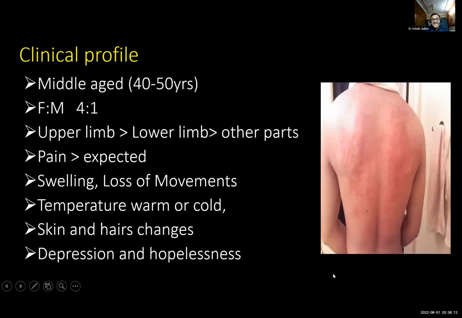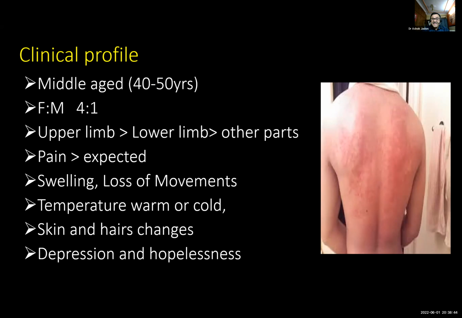So what is the clinical profile of such patients? Usually it occurs in middle age, 40 to 50 years, and there is a very high preponderance in females, 4:1. The upper limbs are mostly involved. Of course, then the lower limb and other parts can be seen, like the chest and other body parts. The pain is always more than expected. There is swelling, loss of movement. There is a temperature change; the limb can be warm or cold.